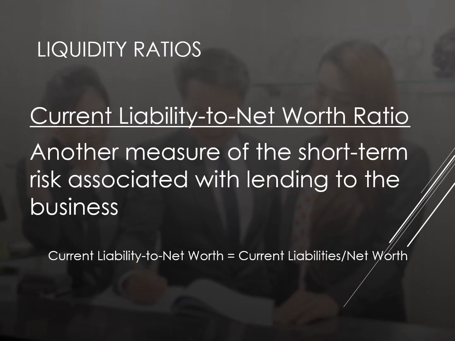All right, so the final one we'll go over here real quick is the current liability to net worth ratio. This is just another measure of the short-term risk associated with lending resources or making a loan to a business. And this is really the current liabilities divided by the net worth. So how much do we owe outstanding in all areas divided by how much we're worth altogether.